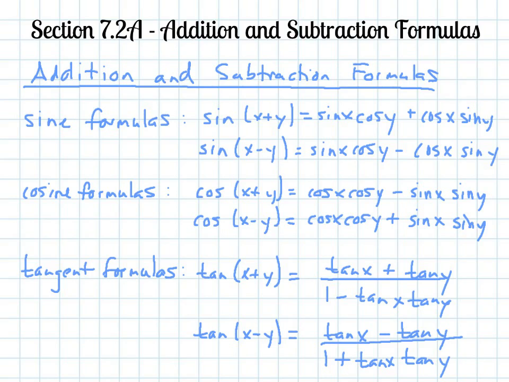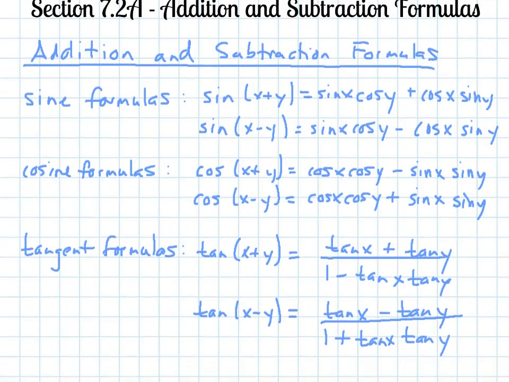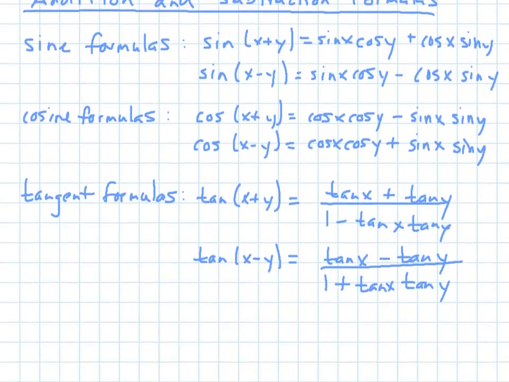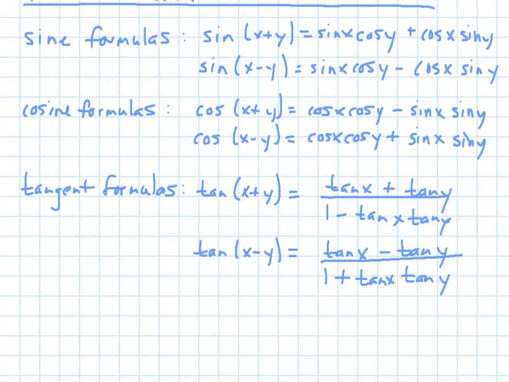So go ahead and copy these down. You have an addition and subtraction one for each sine, cosine, and tangent. Okay, we'll also verify identities using these addition and subtraction formulas as well. So just know that we'll need them later on.